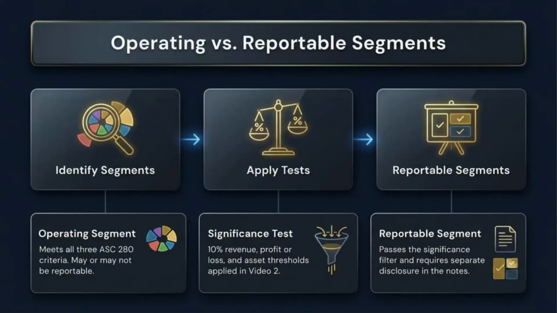Now, separate two ideas: operating segment and reportable segment. First, we identify operating segments using the three criteria. Then we decide which of those operating segments must be separately reported. That second step uses quantitative significance tests, including revenue, profit or loss, and asset thresholds. So, an operating segment is not automatically a reportable segment. Video 2 will handle that filter in detail.